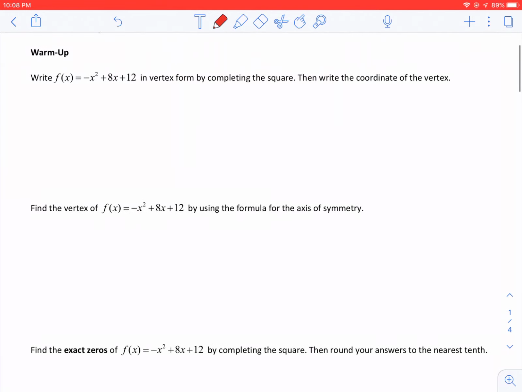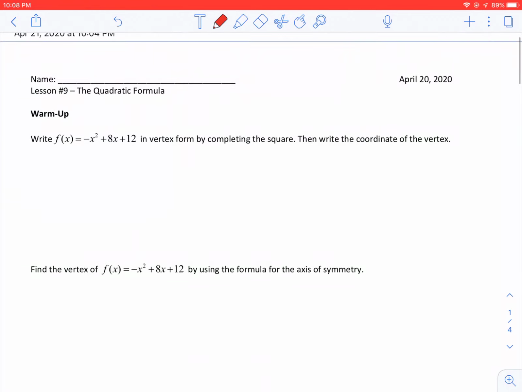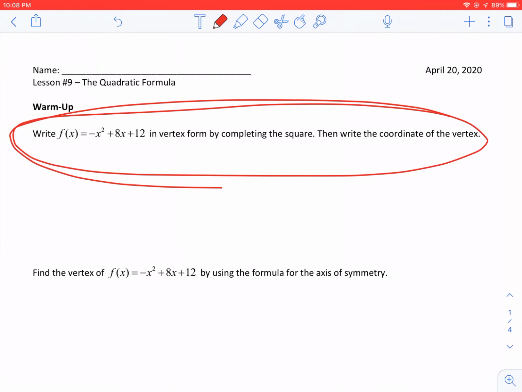This warm up, all three questions. This is a great review of stuff we've already done. So why don't you guys try the first part of this warm-up? This is what we talked about from Monday's lesson. So go ahead and pause the video and try finding the vertex of f of x there by completing the square.